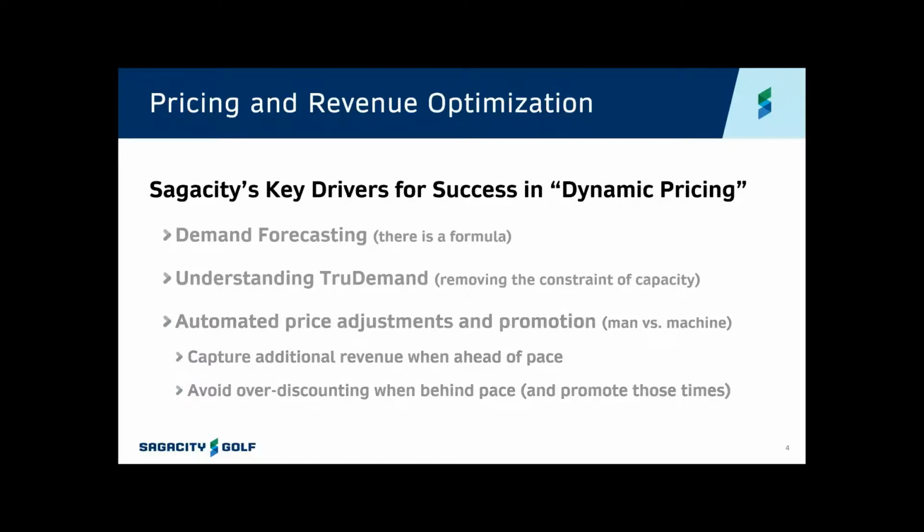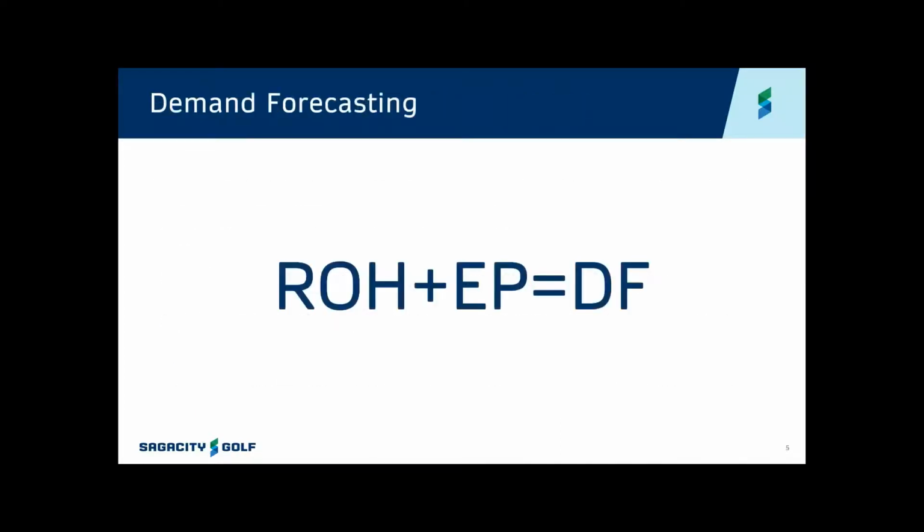Let me further talk about our demand forecasting equation. It is: rounds on hand plus expected pickup equals demand forecast. This is a basic concept that every facility manager, every golf course owner, every first assistant, head golf professional who's spent any time or has been responsible for driving green fee revenue at your golf course, this is something that you've internalized, right?